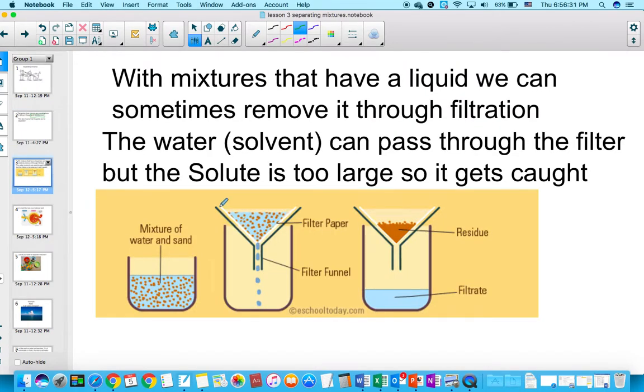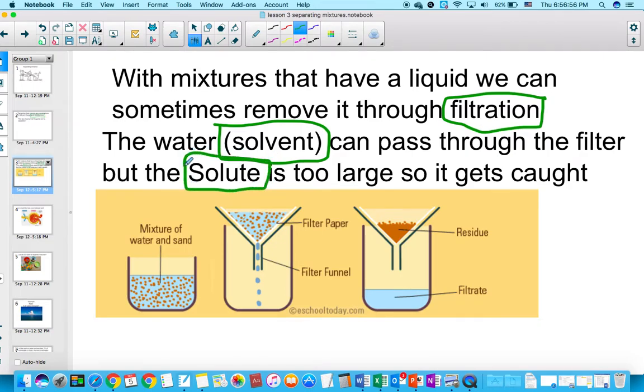One common example that we see every day is using a process called filtration. We see this every day, from making coffee to tea. So if we had a mixture where we had water involved, or a liquid involved, as the solvent, we can pass that liquid through a filter so that the solute stays behind.